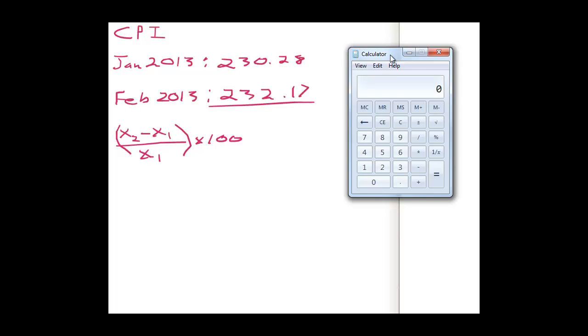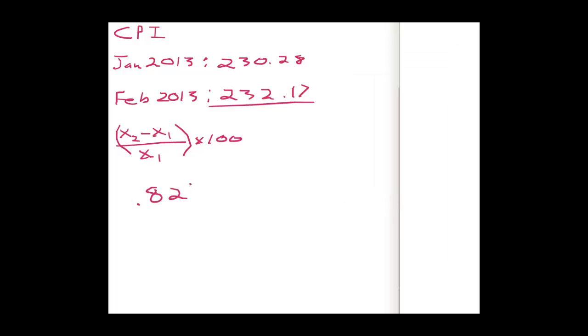We know that our x2 is the February 2013 number, 232.17. Subtract that x1 number, which is 230.28. Our difference in the two numbers is 1.89. We're going to divide the difference by the first number, the January number. So divided by 230.28. Okay. And that gives us 0.008. We're going to multiply that by 100 to get our percent result, which is 0.82. So we could say we have an inflation rate here of 0.82%, just under 1% inflation from January to February 2013.